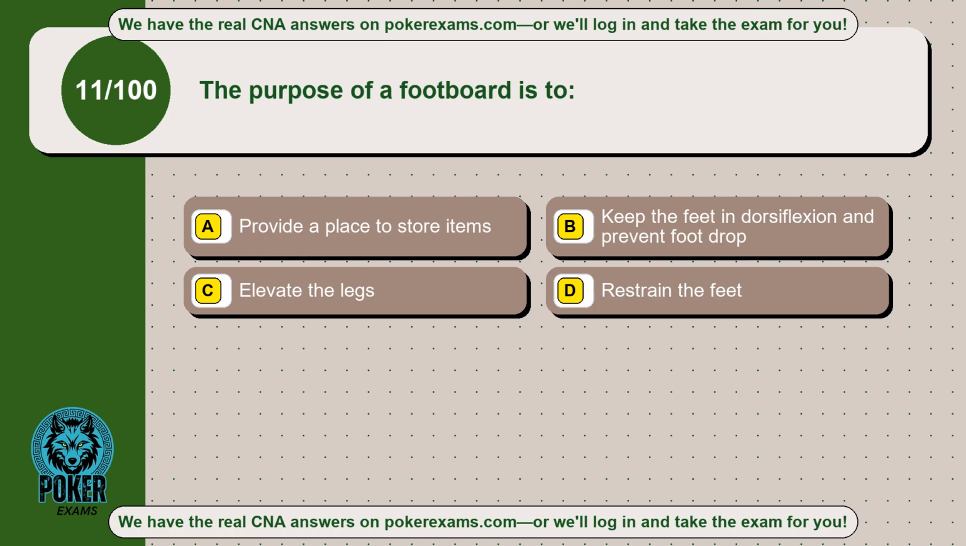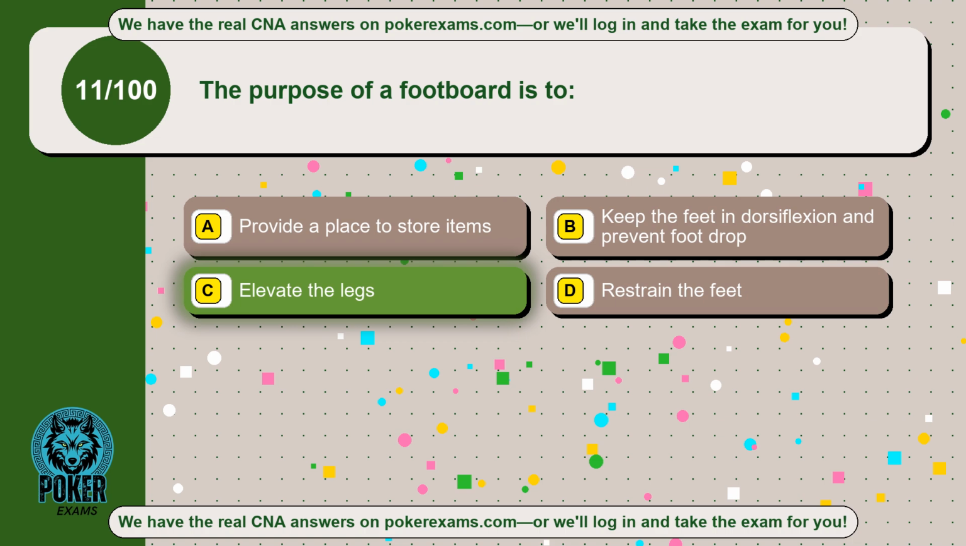Question 11. The purpose of a footboard is to: Option A, provide a place to store items. Option B, keep the feet in dorsiflexion and prevent foot drop. Option C, elevate the legs. Option D, restrain the feet.